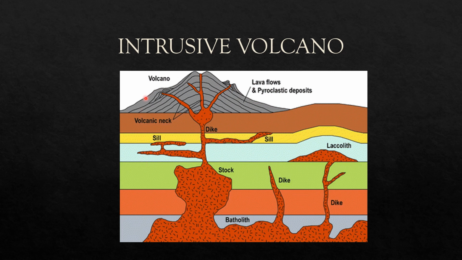If it is a dike, then it will disturb the pre-existing rock structures and cross them. But if it is a sill, it would not disturb the pre-existing rock structure. It would only be present at the horizontal place. The pre-existing rock structure would remain the same if it is a sill, but if it is a dike, it will cross the pre-existing rock structures.